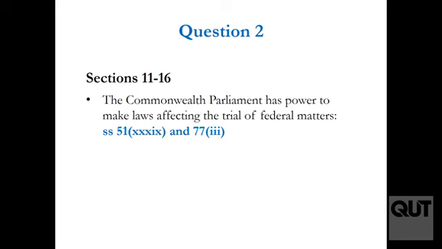So under Section 77, subsection 3, the Commonwealth Parliament has power to confer federal jurisdiction on state courts. However, unlike federal courts, state courts are not created by the Commonwealth Parliament. The reason I'm saying that is it means that there are limits as to what the Commonwealth Parliament can do with state courts and the jurisdiction that belongs to them.